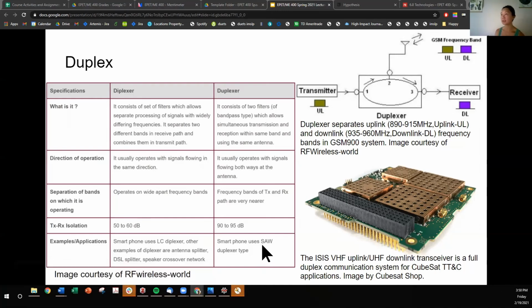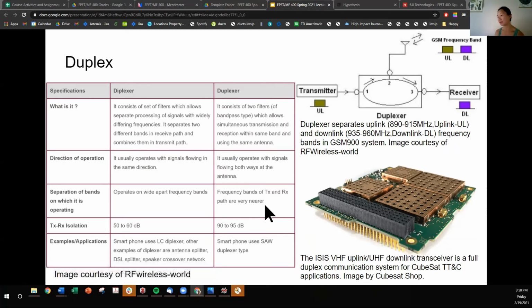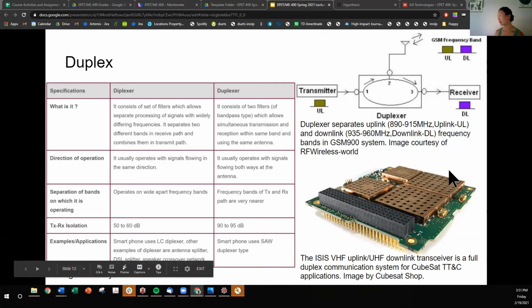So here I have a chart of the differences between a diplexer and a duplexer. Mostly I would say it's this difference, where the separation of bands for a diplexer is very wide apart, and for a duplexer, it's closer together. And this is just an image of some commercially available duplex system.